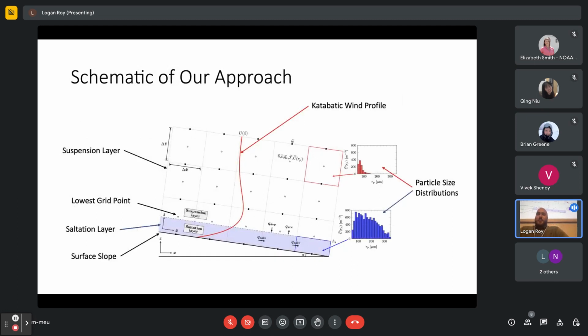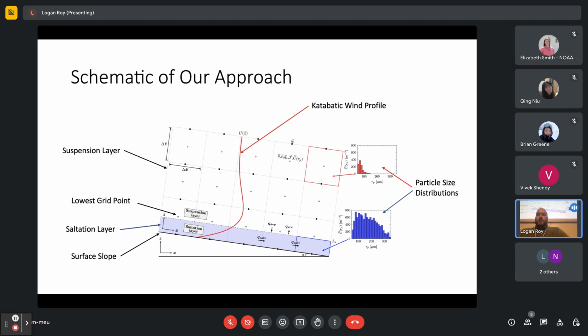So now I'm going to introduce the schematic of our approach. This is sort of everything that we have put into one nice image. We'll go through all of these parts one at a time, starting with this red line, the catabatic wind profile. This is why we're choosing to do the simulation in the Arctic setting. These are really common winds in the Antarctic, and surface mass balance there is very poorly represented using Monin-Obukhov similarity theory, which makes it really ideal to target, like I said earlier.